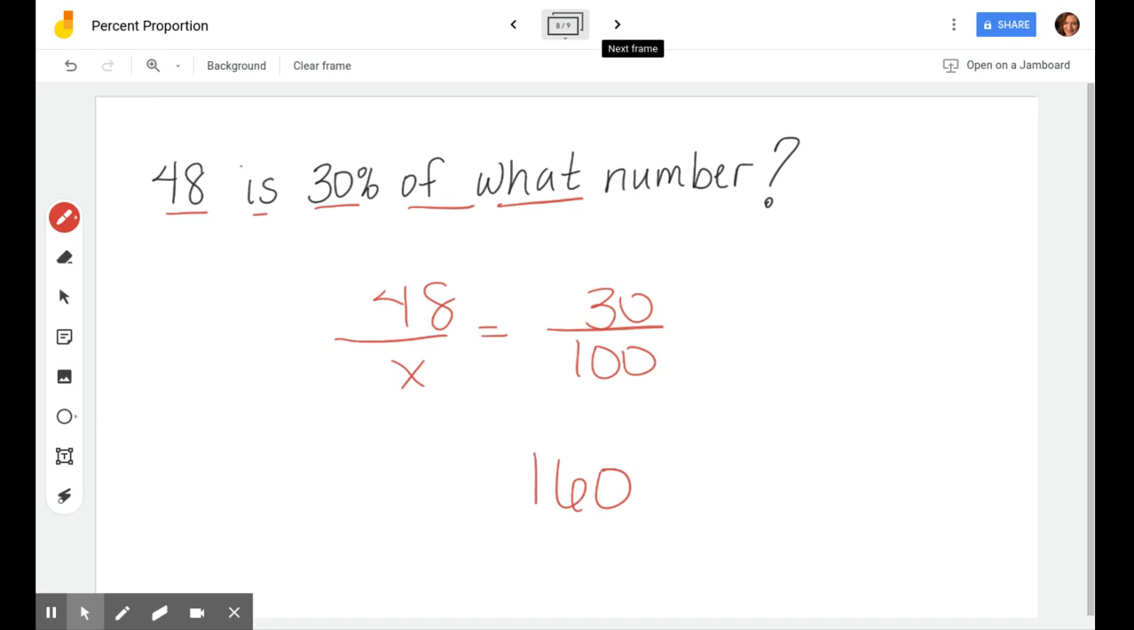Let's see, 30% would be less than half. So 48, yeah, that's less than 160. Not a ton less, but enough that 30% would make sense. 160 looks good.